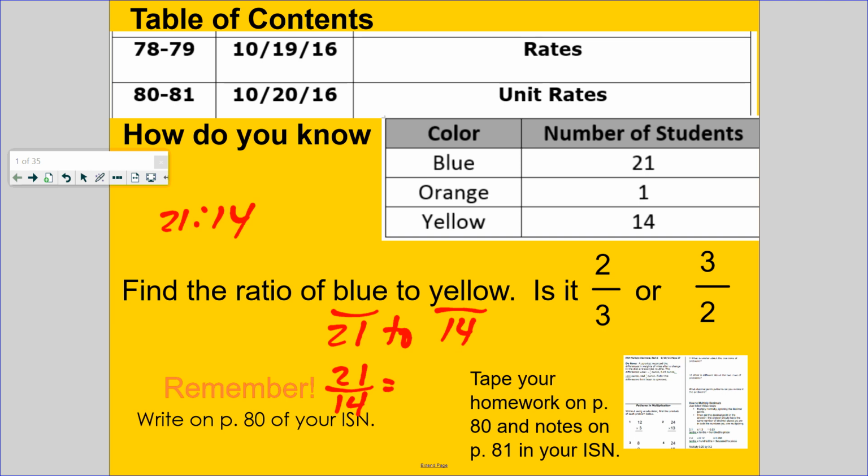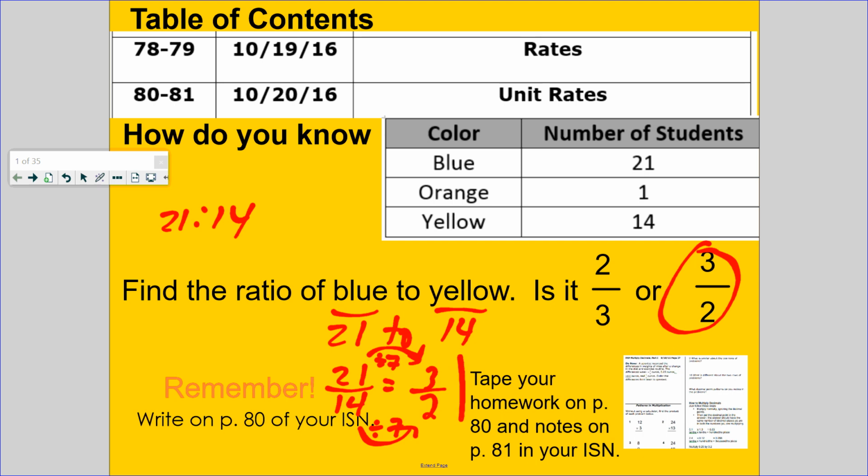Can I simplify this? What can I divide 21 and 14 by? I can divide this by 7, divide this by 7, and that is 3. 14 divided by 7 is 2. So the ratio is 3:2. That means for every 3 blue, there are 2 yellow.